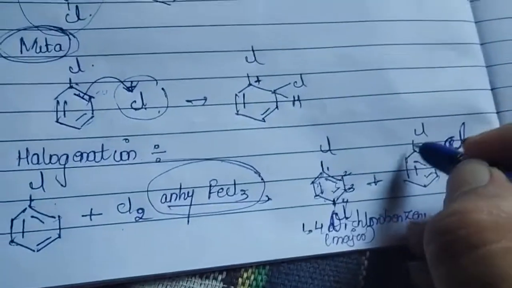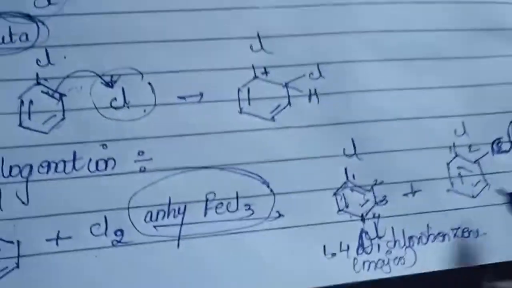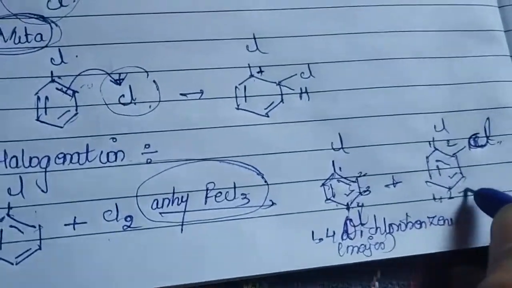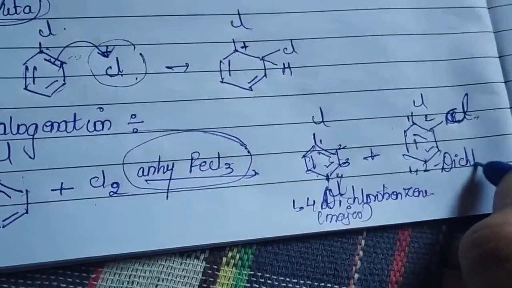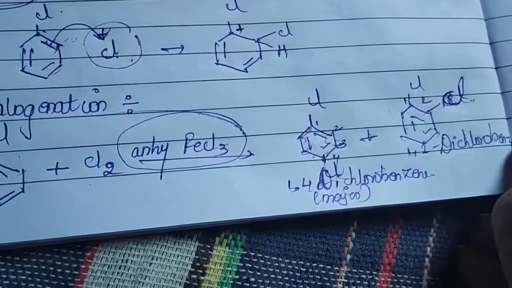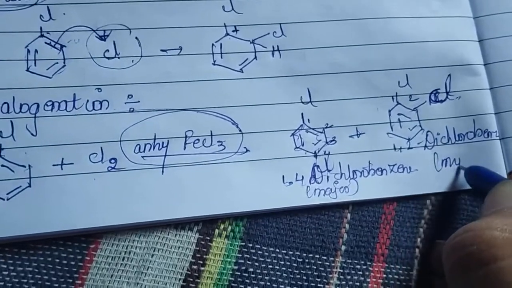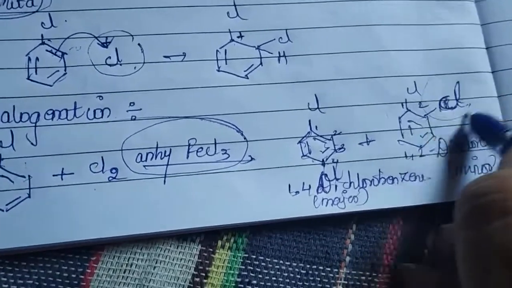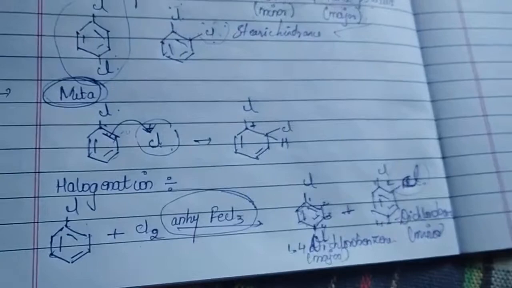So how will you name it? 1, 2. So this will be 1,2-dichlorobenzene. So this will be the minor. Why? Because it is an ortho substituted product. Are you able to understand?